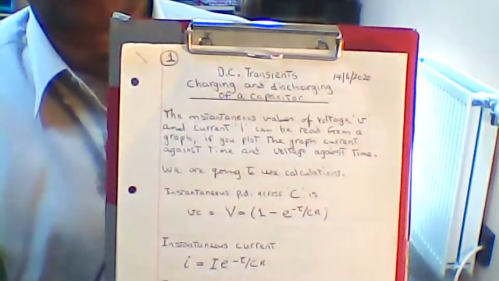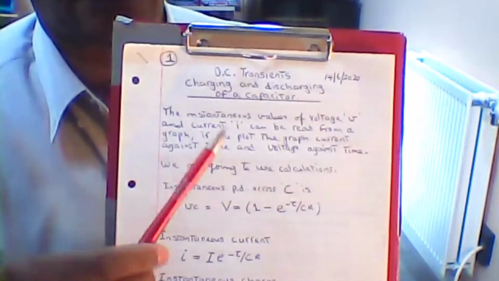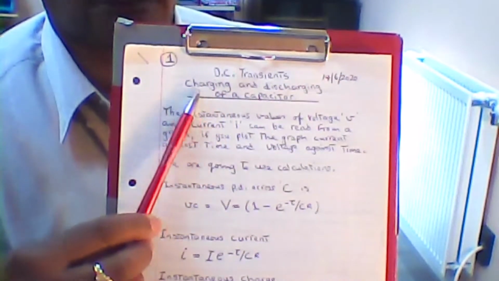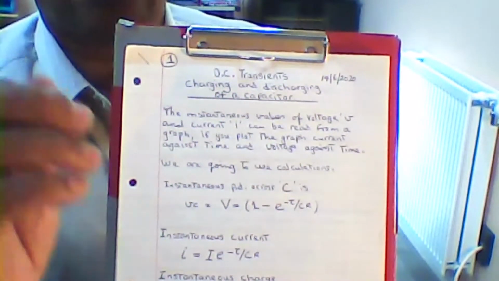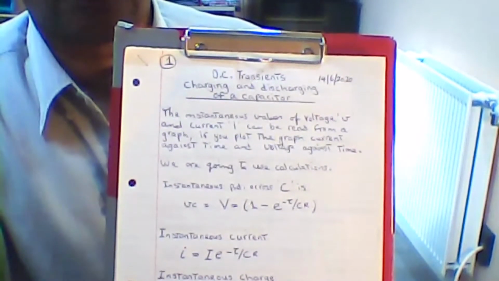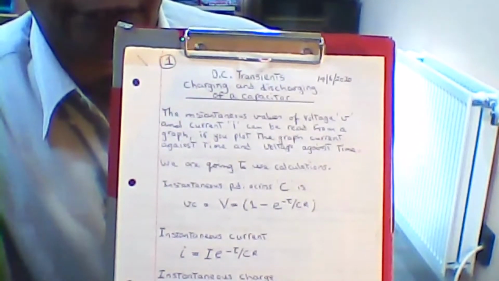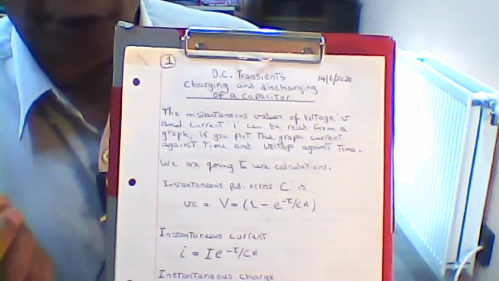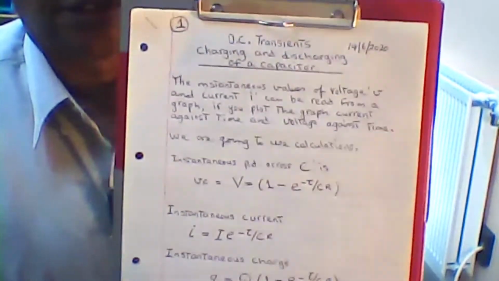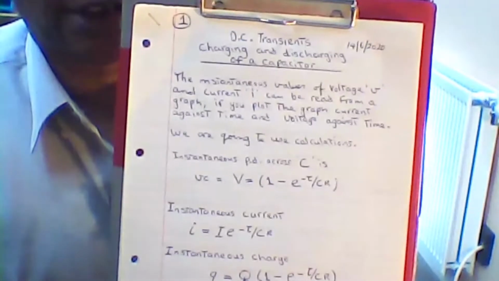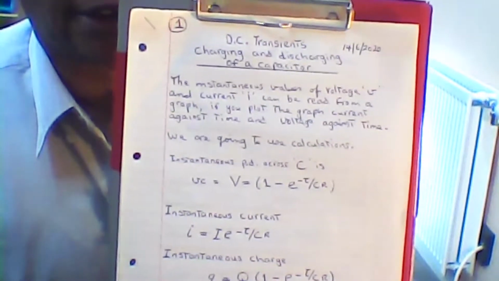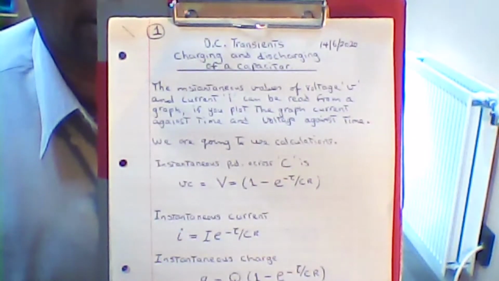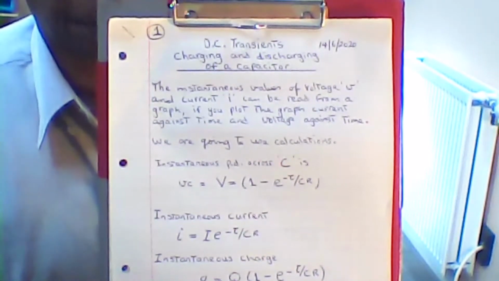Okay, so what I want to look at is DC transients, charge and discharging of a capacitor. Now, you've looked at this somewhat before in one of the videos I have put out already. But as I said, it is a very large subject, and I need to be sure that I've covered as much of those areas as possible. So here we have the instantaneous value of voltage V and current I can be read from a graph if you plot the graph of current against time and voltage against time.